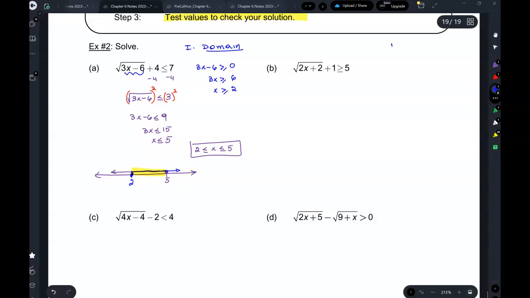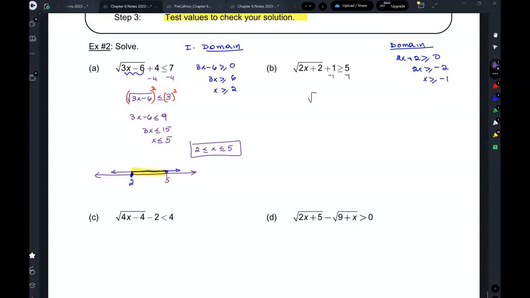So for these, you first have to look at domain, then go on to solving them, okay? And if you forget the domain part, like if it's a 4-point problem, all I can give you is 1 point because you missed the point of the problem completely, right? Okay, so 2x plus 2 greater than or equal to 0. 2x is greater than or equal to negative 2. X is greater than or equal to negative 1. Okay, let's leave that there for a minute. Let's come back and solve.